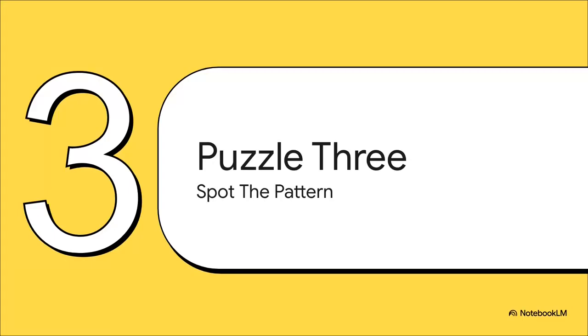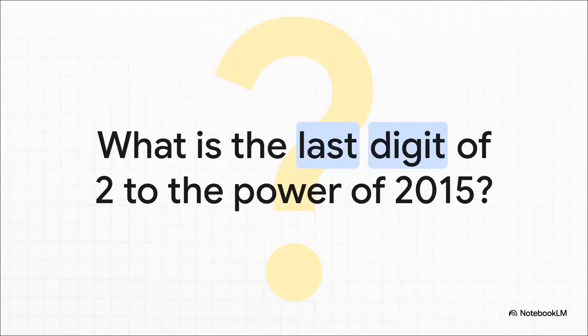All right, for our final puzzle, we're going to use another powerful tool for cutting through complexity, spotting patterns. This is the strategy you use when a calculation just seems impossibly large. So here's the challenge. Find the last digit of 2 to the power of 2015. I mean, if you tried to type this into a calculator, it would probably just give you an error message. The number is astronomically huge, so there has to be a better way.